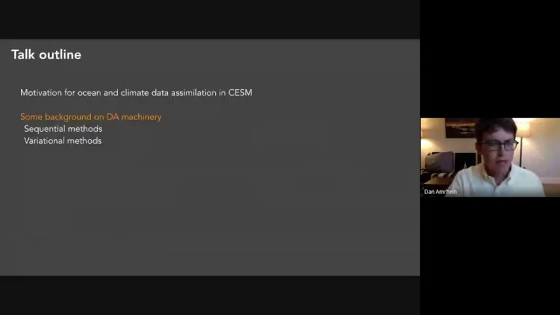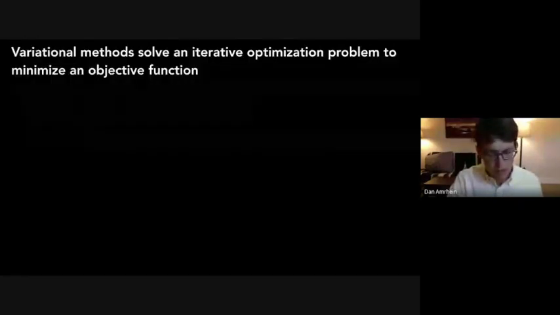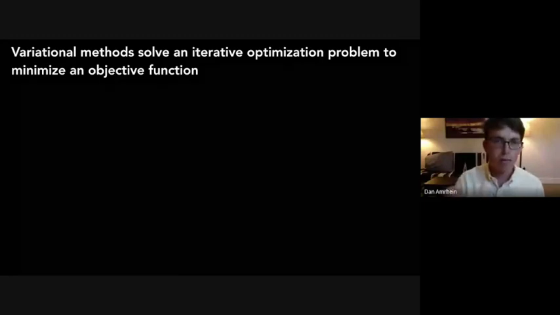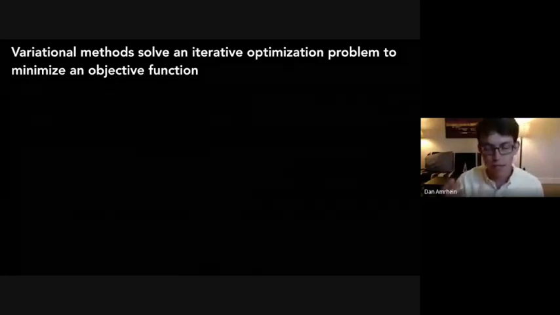So that's kind of a quick background on the sequential methods, and then just for completeness and hopefully to provide some background, especially for Travis, I'll talk briefly about variational approaches. So in sequential methods, we're advancing a model forward and making corrections at all these times to get closer to observations. Variational methods have a bit different approach mathematically, where they solve an optimization problem to minimize an objective function.